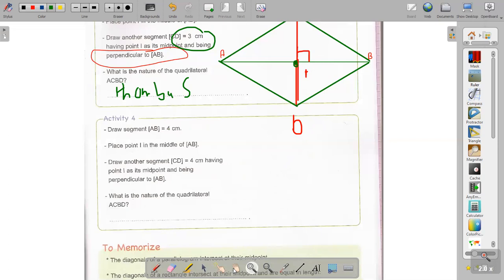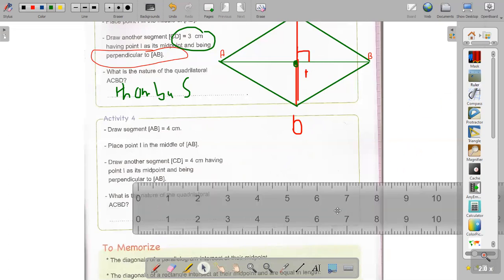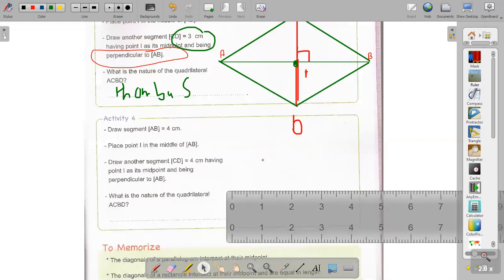Now activity 4. Activity 4, we will draw a segment AB that measures 4 centimeters. We will bring now the ruler and we will measure 4 centimeters. This is 4 centimeters. Let's take the midpoint, it's I. Midpoint I. I will name the point I. And here it's A, sorry, it's A, and here it's B. Now I will draw another segment. Also it measures 4. Look, same length, 4 and 4.